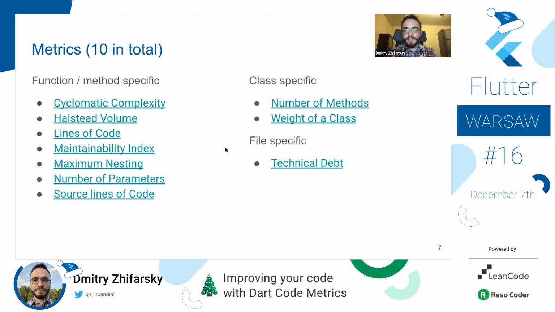So that's the list of metrics we now provide. I guess technical debt is the newest one, and I will talk about it later. Right now, we have about 10 metrics to help you measure the complexity and the maintainability of your code base.